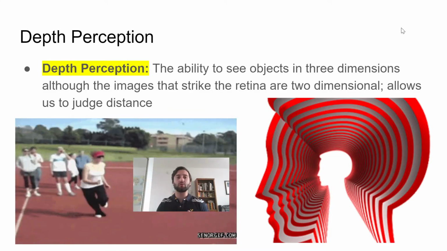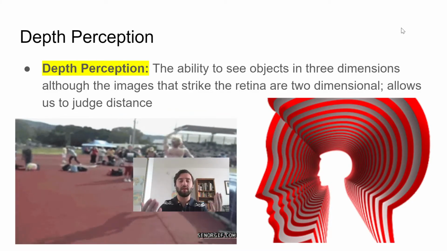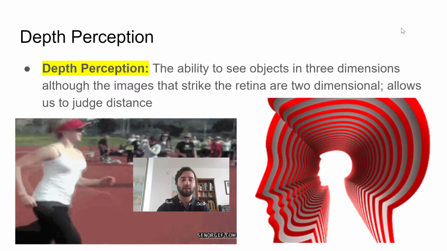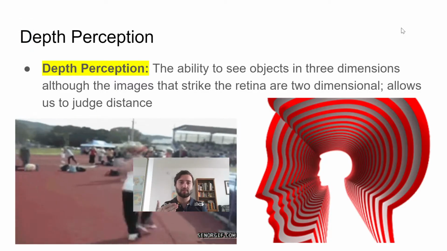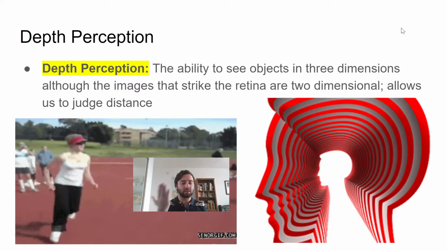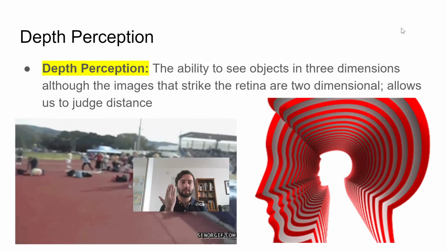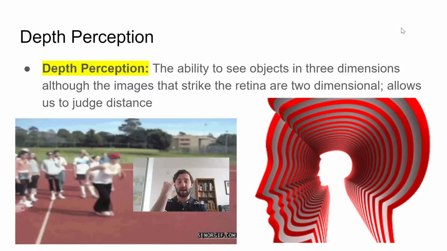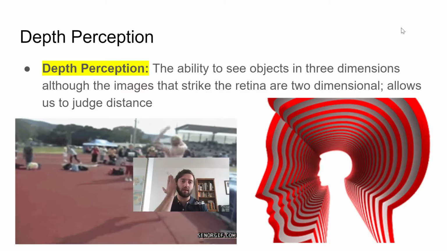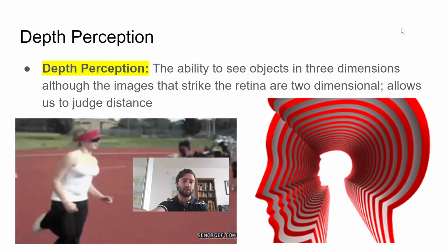Now again, what's really important to understand is that images that strike our eye, the information that comes into our eye, is 2-dimensional. It's flat. And we can think about that because our retina is flat. So you can think of it like a projector screen. When that information comes in the eye, it gets projected onto that retina, just like a movie gets projected onto a screen.